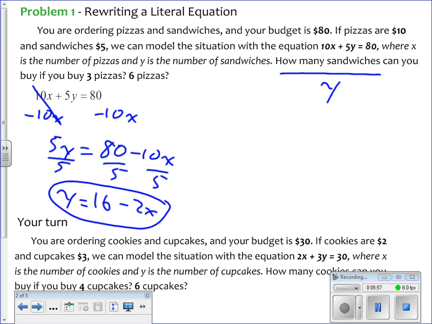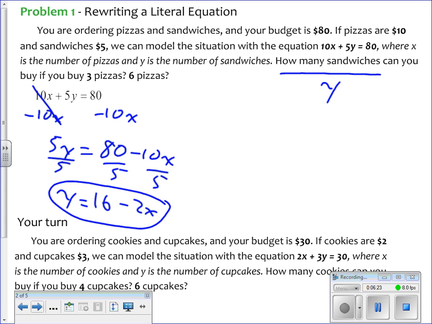This is rearranging. This is solving a literal equation. I'm solving that equation for y. It means I get y by itself equal to everything else. The difference between what I did here and what you've been doing for the last couple of weeks is that I also got another variable thrown in there, so I can't get y equals a number. I get y equals an expression.